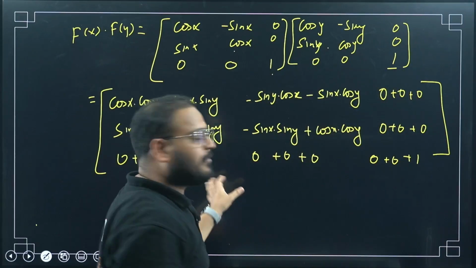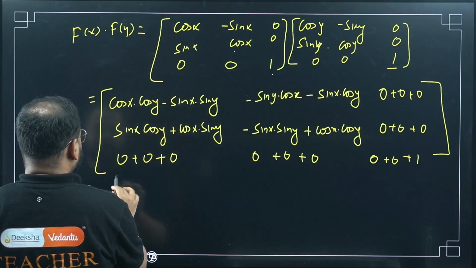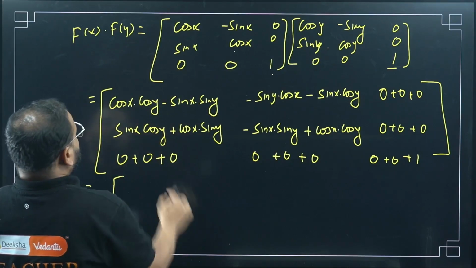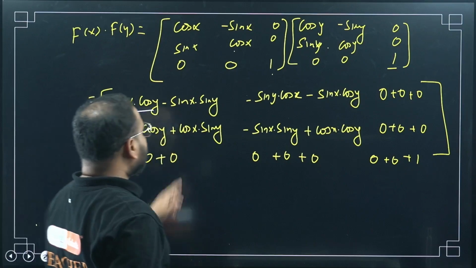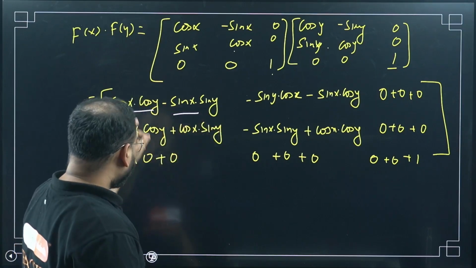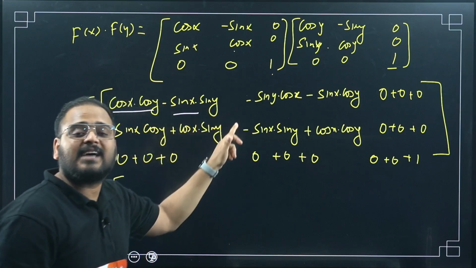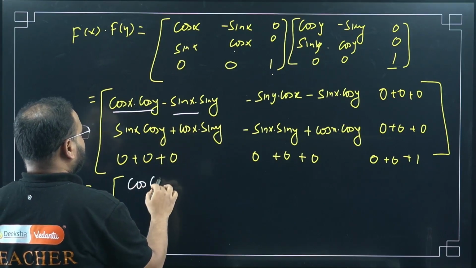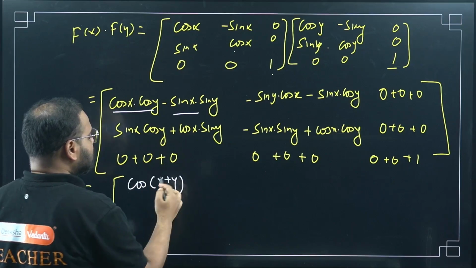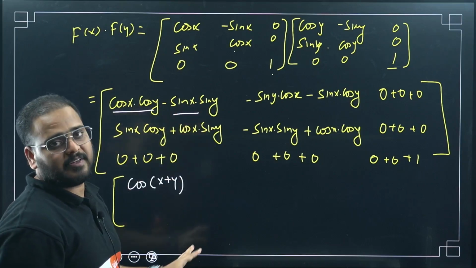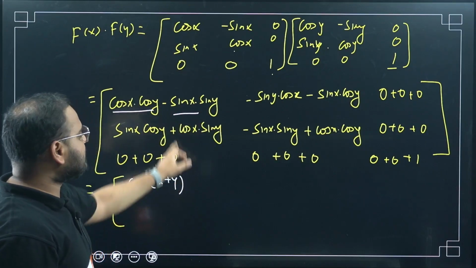Okay. Now I'll simplify this. Please check, I'll use some formulas here. Cos A cos B minus sin A sin B. Please see, please understand this. Cos A cos B minus sin A sin B is cos of A plus B. Yes or no? Cos of A plus B is cos A cos B minus sin A sin B. Okay, so x plus y can be written like this.